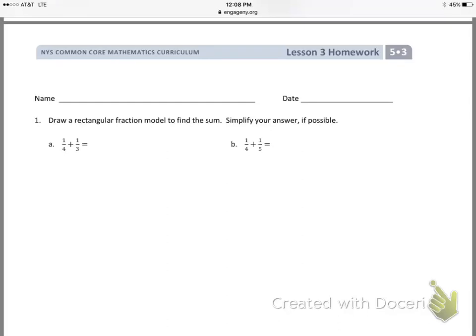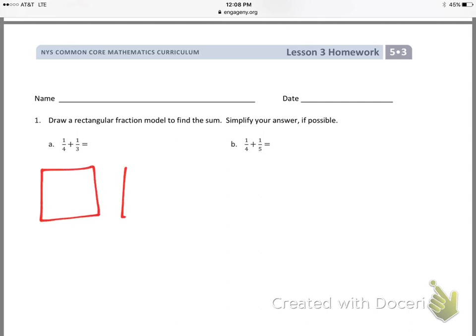Hello, this is the Lesson 3 homework for Module 3 for 5th grade, and we're going to be using rectangular fraction models to add fractions. So I'm going to represent each of these fractions, 1/4 and 1/3, with a rectangular model.